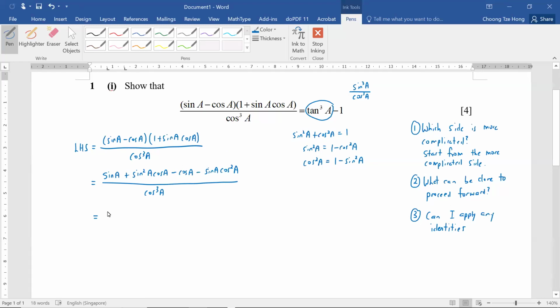So you'll see, sine A plus sine square A cosine A. We're going to replace the sine square A with 1 minus cosine square A, so 1 minus cosine square A times cosine A, then minus cosine A. So just be a bit careful when you are doing your working, don't make any mistake. You can see over here, this sine A times this sine square is going to give us a sine cube A already, which we need to achieve the tangent cube A. So indeed it's going to bring us closer and closer to the solution.